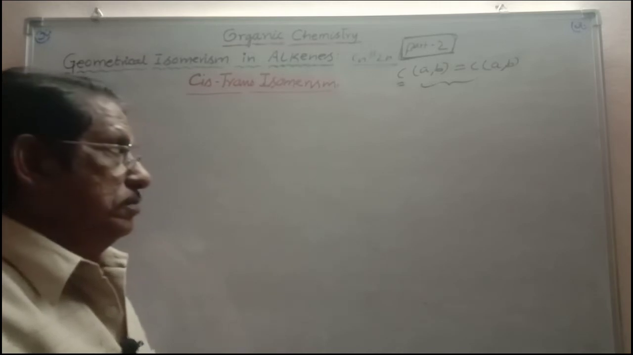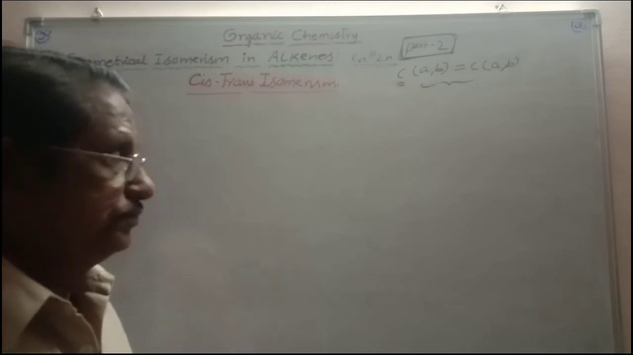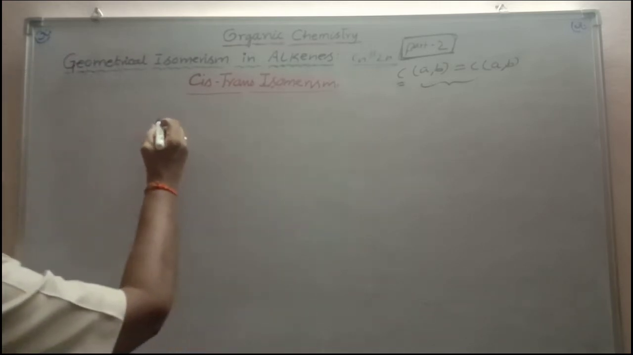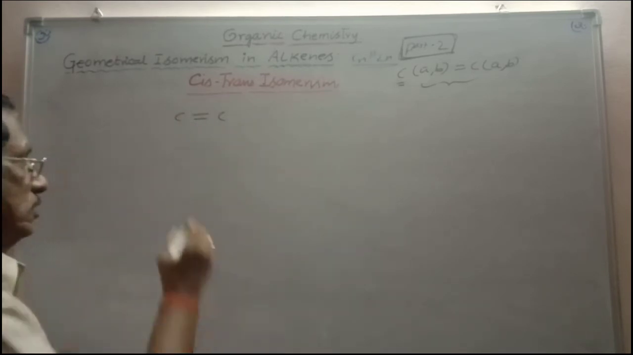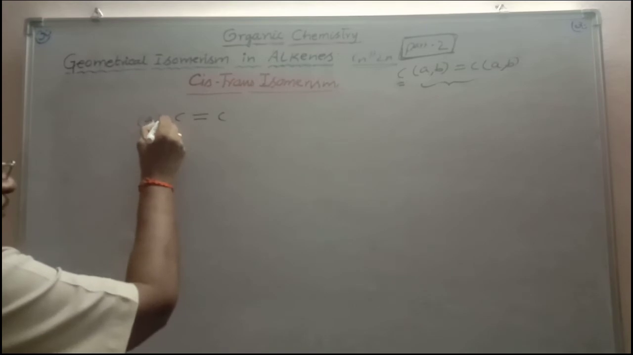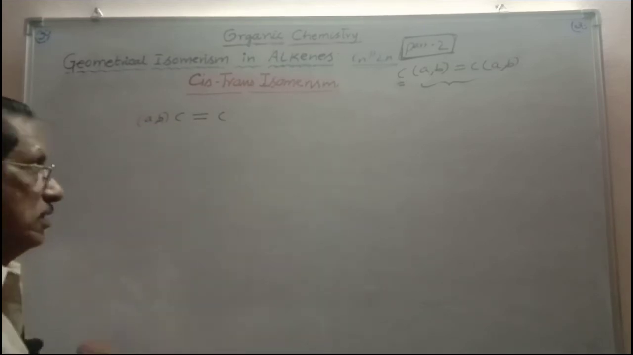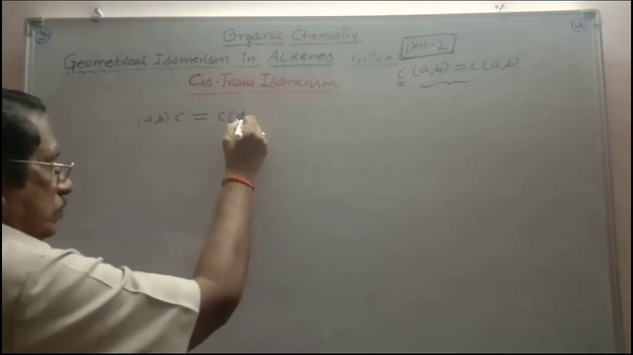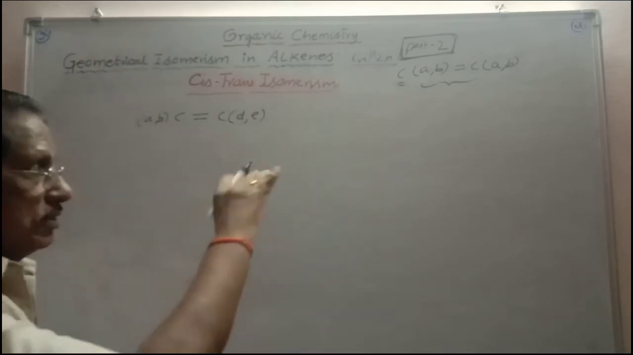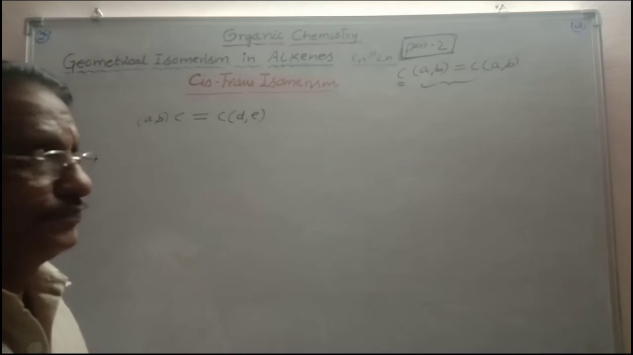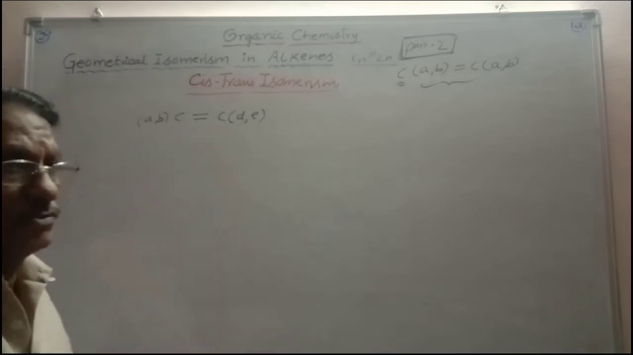The next part of this geometrical isomerism: C double bond C, ene is present. This carbon is carrying two different groups, namely A and B. That carbon is also carrying two different groups, namely D and E. This is one type of example. Can this exhibit geometrical isomerism or not?